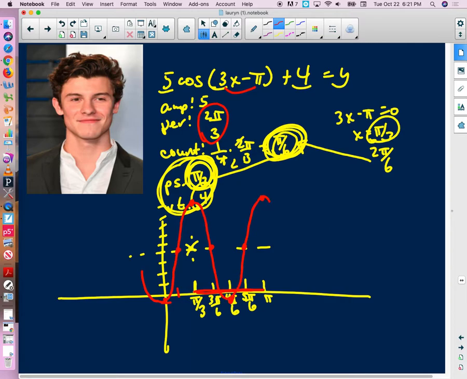Make it real curvy, it goes like that. One thing that we were talking about in class: the highest it can go from 4 is 5 units up to 9, and the lowest it can go from 4 is it can wave down 5 to -1, so it helps you know if you got your amplitude right based on your midline. All right, number 4.